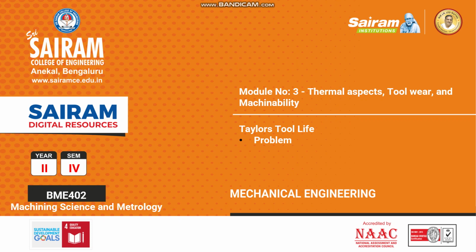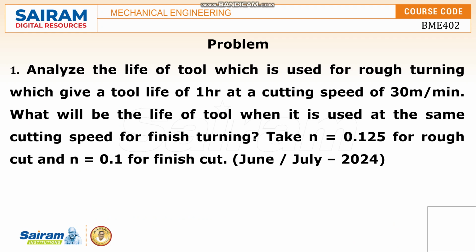Dear students, in today's presentation, we are going to see another problem from Taylor's tool life equation from module 3. The question is: analyze the life of a tool which is used for rough turning, which gives a tool life of 1 hour at a cutting speed of 30 meters per minute. What will be the life of the tool when it is used at the same cutting speed for a finishing operation? They have given n equal to 0.125 for rough cut and n equal to 0.1 for finish cut.